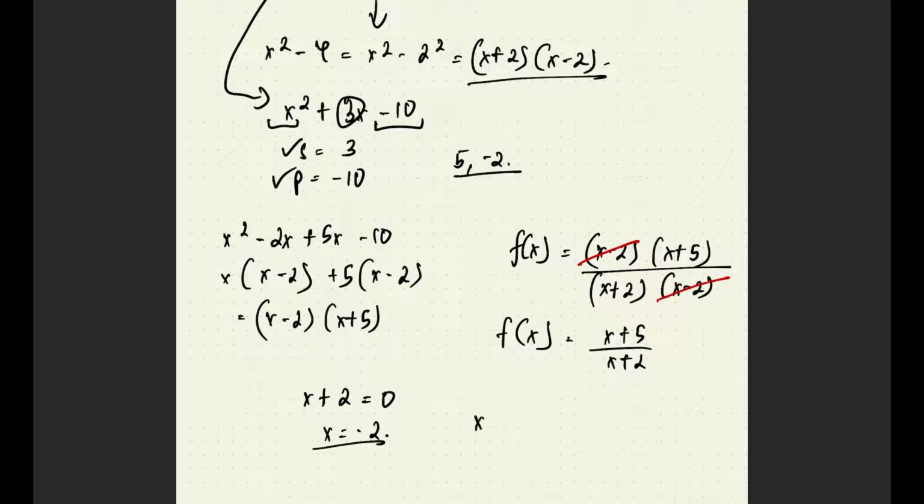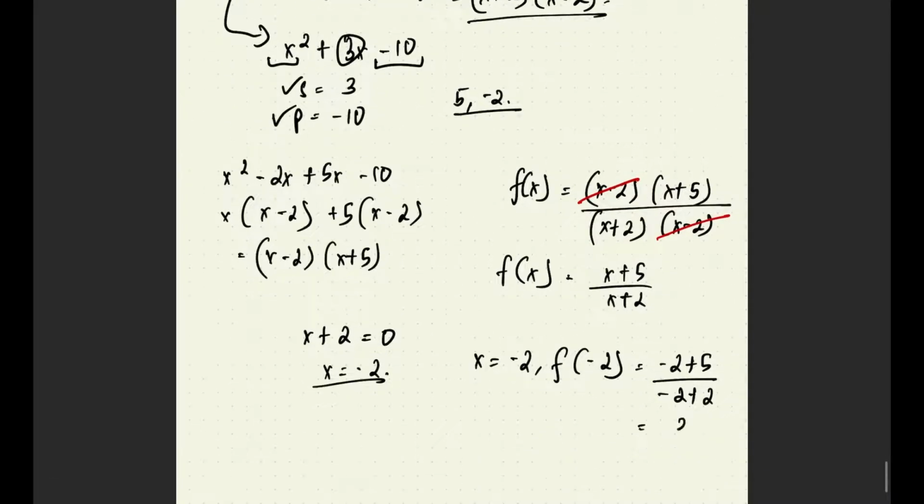Now, when x is equal to minus 2, our y value, or f of minus 2, is going to equal minus 2 plus 5 divided by minus 2 plus 2, which is simply 3 divided by 0. And this is a constant divided by 0. So in this case, this x value will be a vertical asymptote. Therefore, we can say that x equals minus 2 is a vertical asymptote.